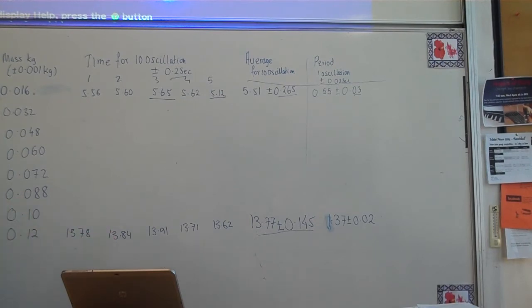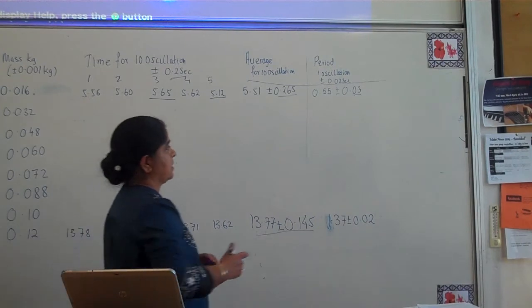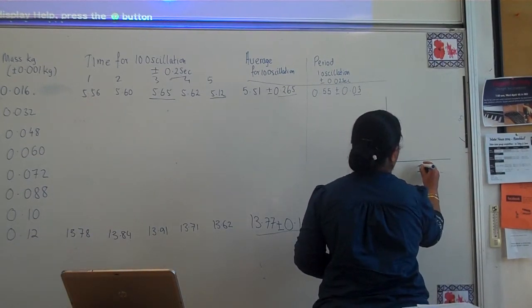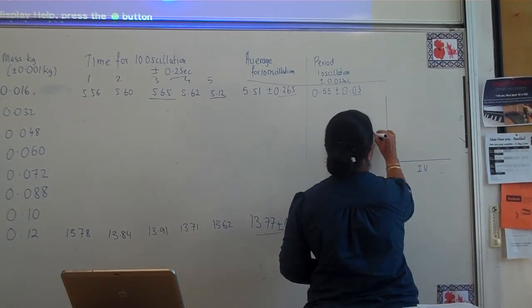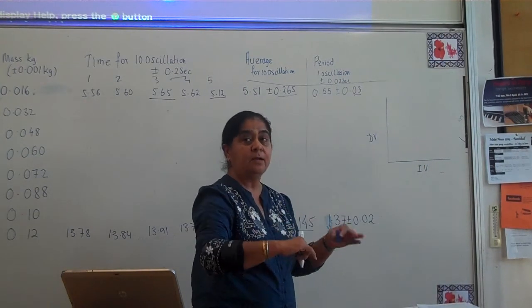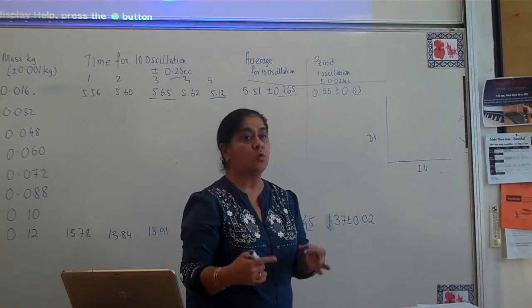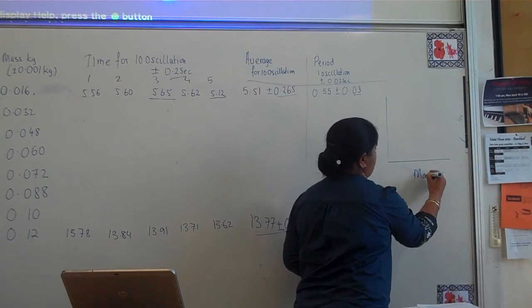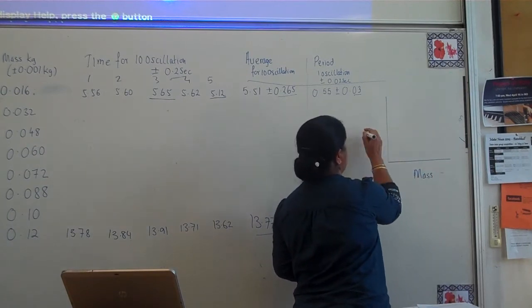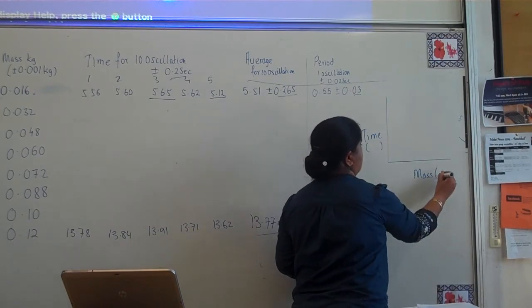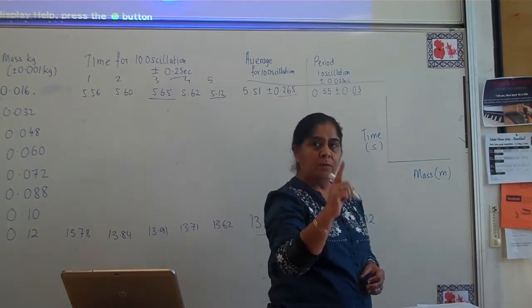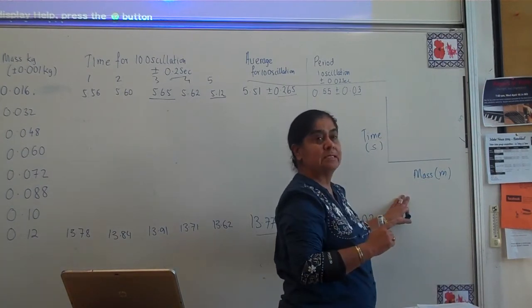Next, what you are going to do after this is a graph of the independent variable against the dependent variable. You're not writing independent and dependent, but you're writing the actual physical quantity. What is this? Mass. And what is here? Time. Plus, you have to put units, m. Second, plus one more thing, give them a symbol as well.